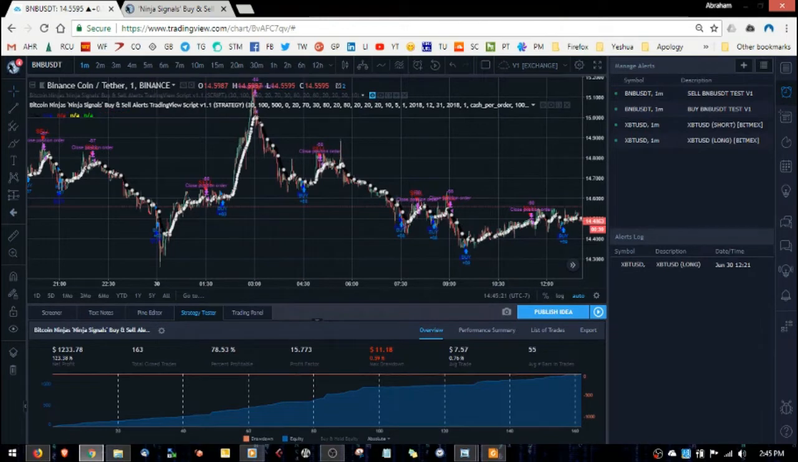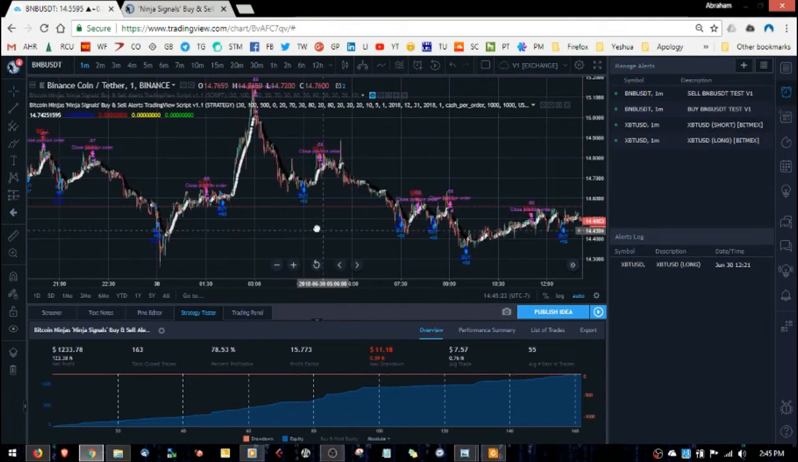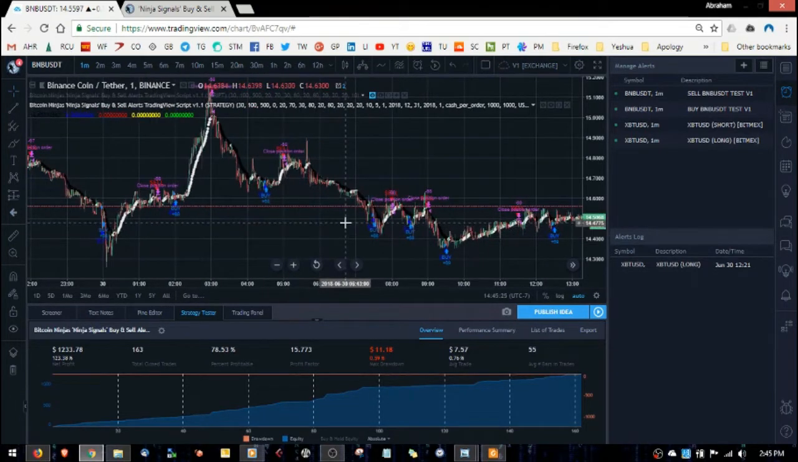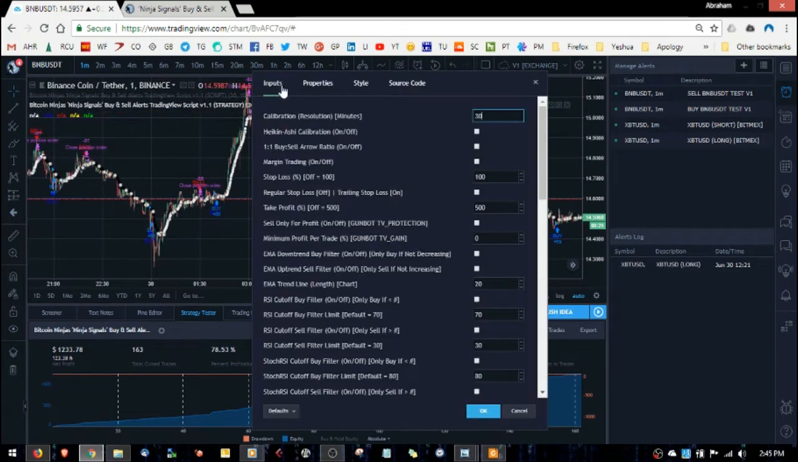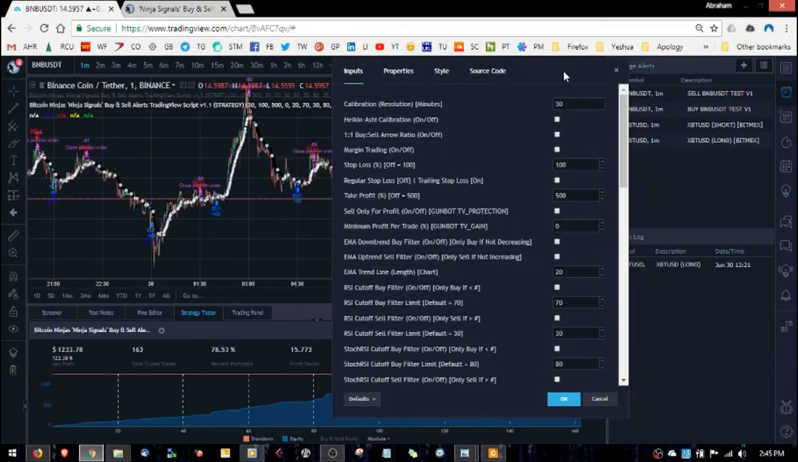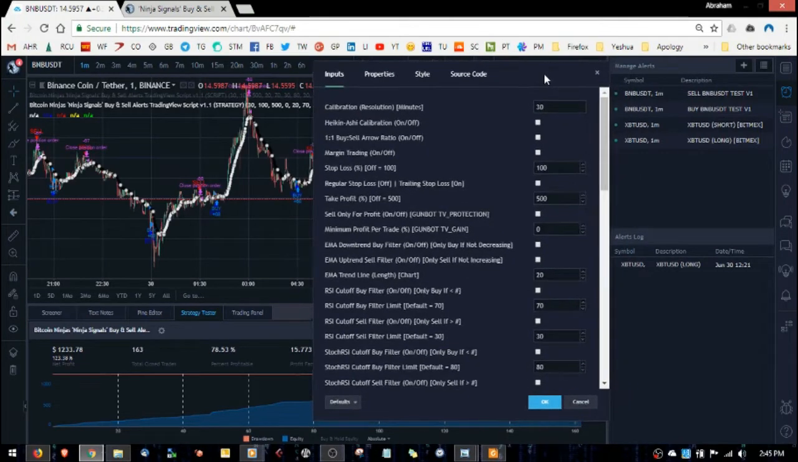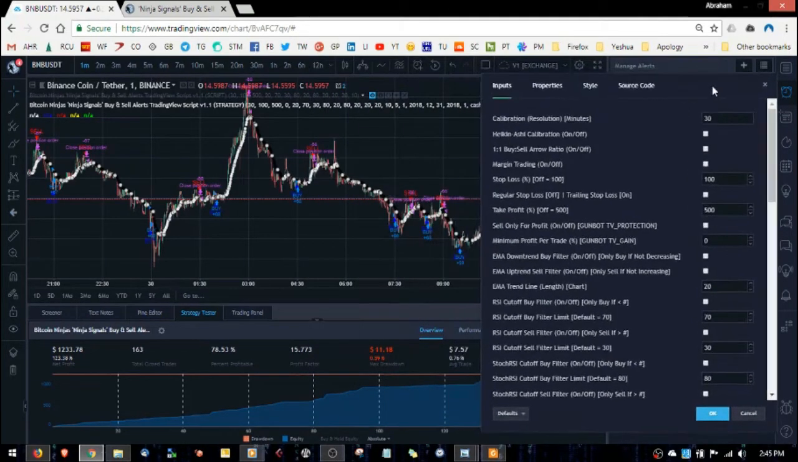So now we have our exchange and our trading pair pulled up. We have our script added to the chart, the strategy added to the chart. The next step in the instructions is going to be adjusting the various settings in our backtesting strategy. So I'm going to pull up those settings. I'm going to go to inputs, and so now we're going to go through these one by one. The first setting you'll see is called calibration.